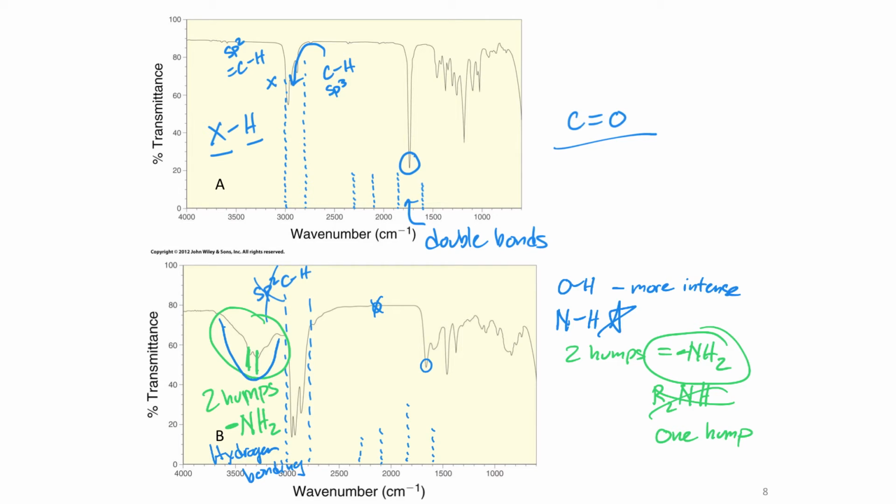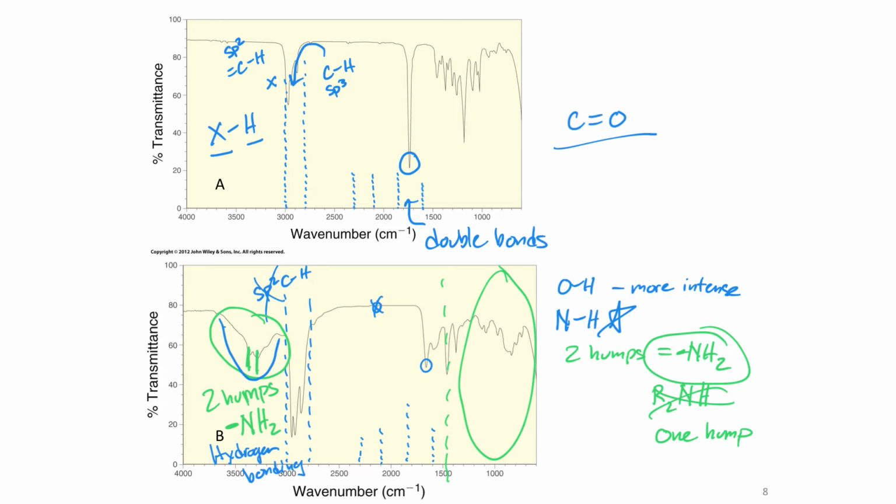So I know that my molecule has NH2. And that's really the only conclusion I'm going to draw from B, because there's nothing else of interest on this spectrum. There's no triple bonds, no double bonds. And again, we're going to basically ignore just about everything that's in the 1500 and lower region. That's not going to be useful to us in this class.